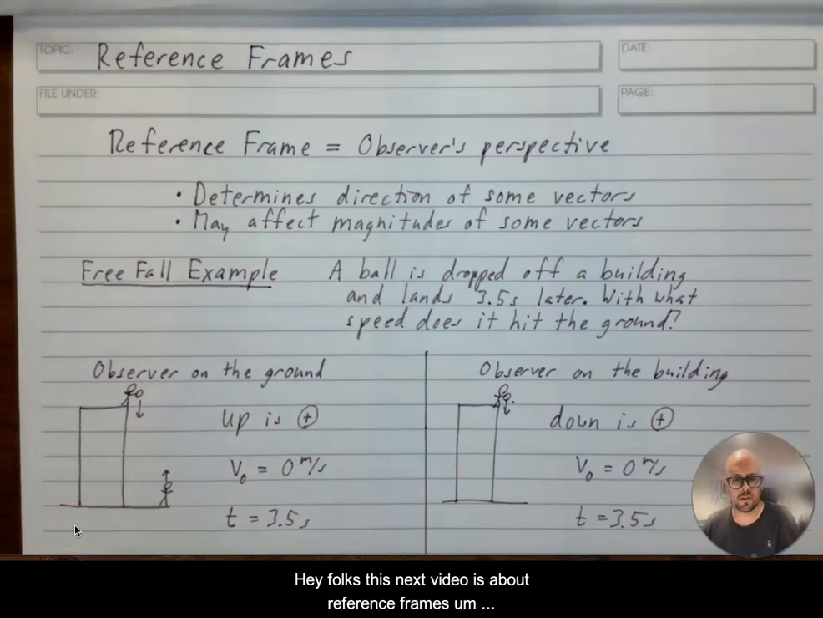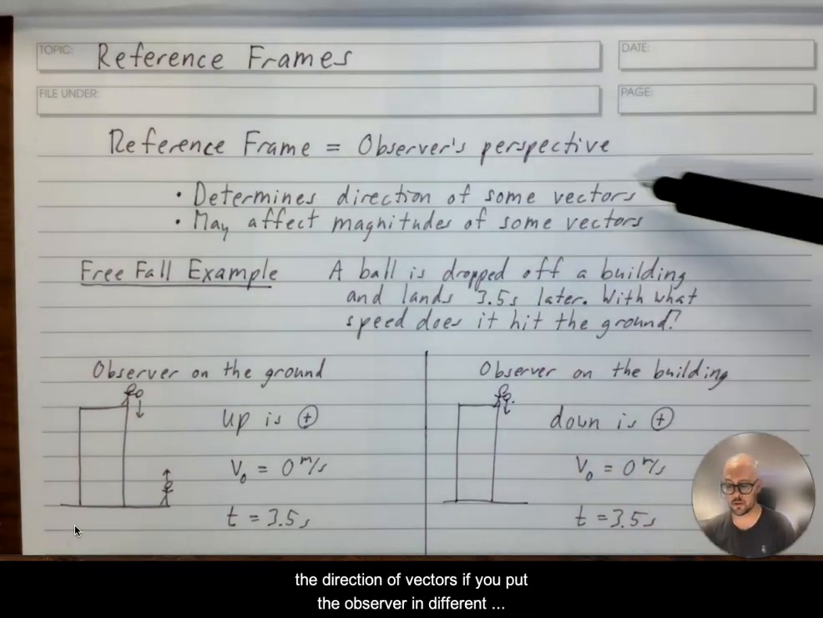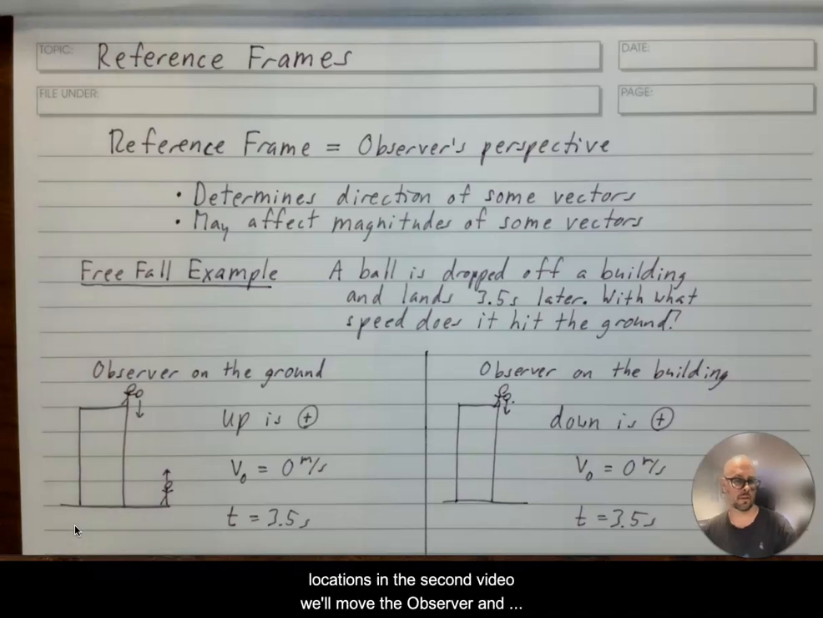Hey folks, this next video is about reference frames. A reference frame is really just the perspective that the observer in a physical event has, where they are and whether they're moving or not. In this first video, we're going to talk about how the reference frame will determine the direction of vectors if you put the observer in different locations. In the second video, we'll move the observer and talk about how that can change the magnitude of some vectors.